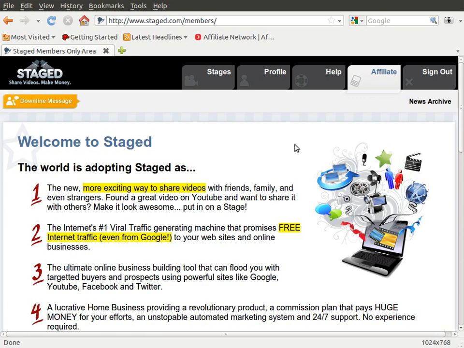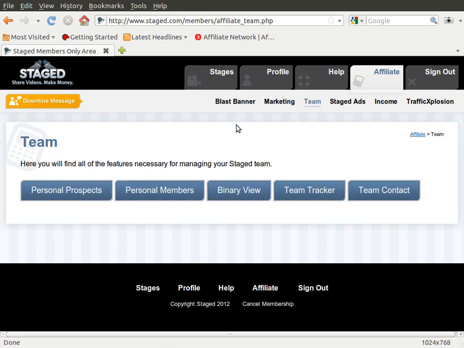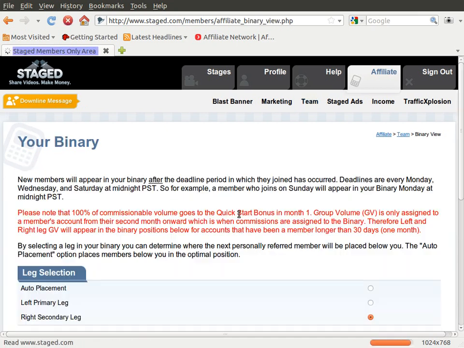All right, let's go through the Stage.com compensation plan. Here I am in the members only site. If you click on affiliate in the main menu and go to team in the sub menu, I first want to talk about the binary compensation, the binary portion of the compensation plan. If you go to binary view, this is where you see people below you.